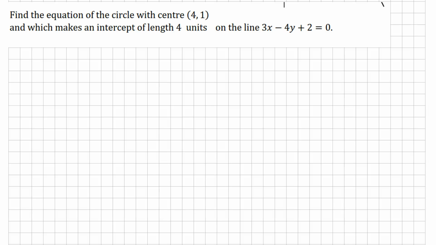Okay, so we have to find the equation of the circle with centre (4, 1), which makes an intercept of length 4 units on the line 3x minus 4y plus 2 equals 0. Okay, so what are we going to have to do here? So we need to find a radius.